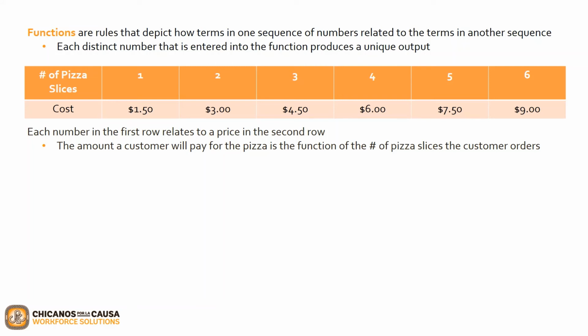If I'm looking at my chart, I know that for 1 slice of pizza, the cost is $1.50. For 2, it's $3. For 3, it's $4.50. For 4, $6, for 5, $7.50, and for 6 slices, it's $9. Looking at the cost, it looks like every time we add a new slice of pizza, the cost goes up by $1.50. So essentially, the cost equals the number of slices times $1.50. Or another way to write this is C equals N times 1.50, N being the number of pizza slices.